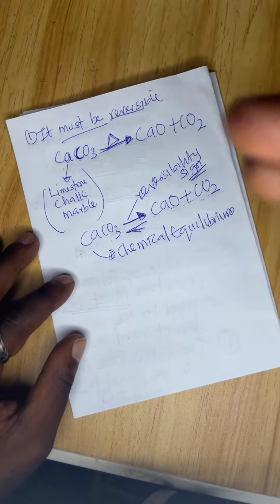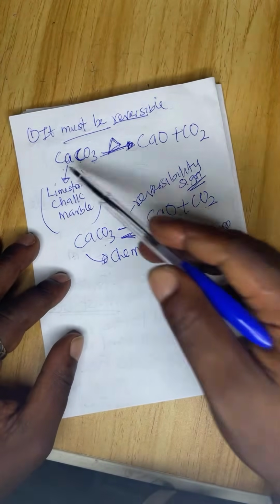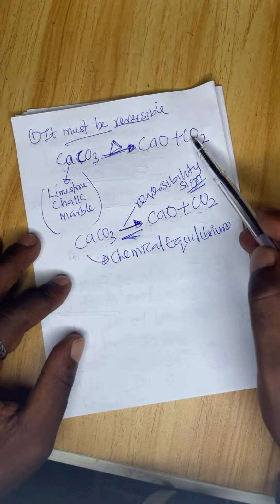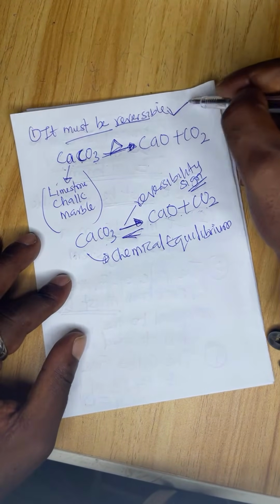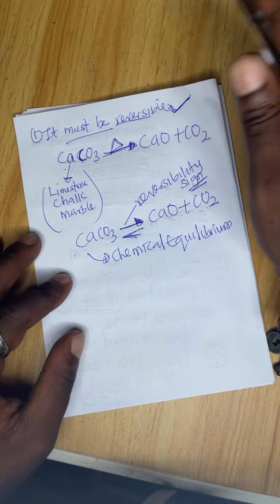I'm not going to tell you to answer yet. Look at it again. This is a chemical reaction, but it is not in chemical equilibrium. Why? There is no reversibility. That's why the reversibility sign is a condition. Number one.